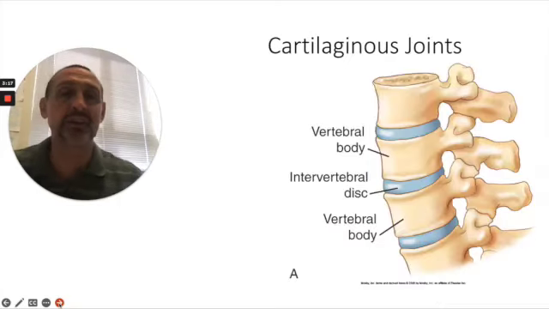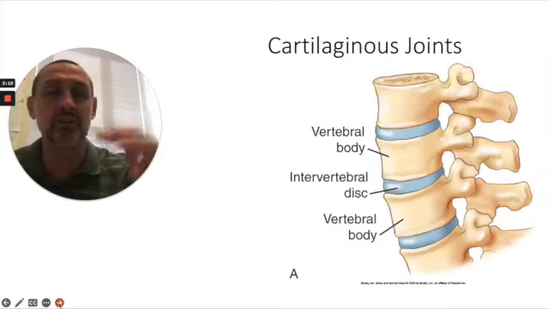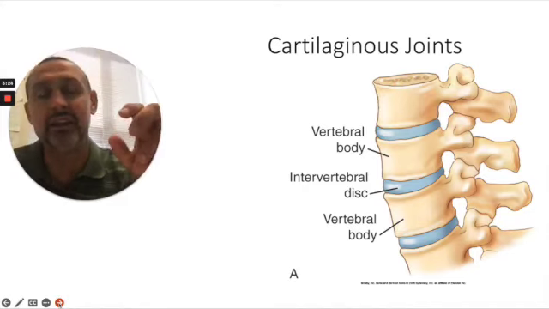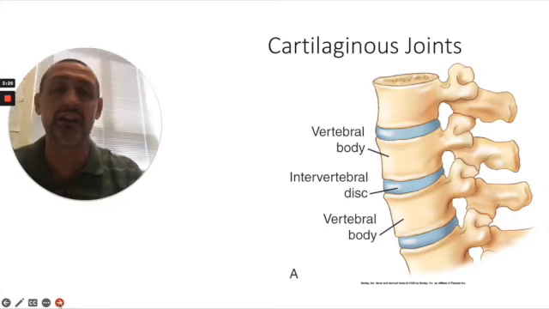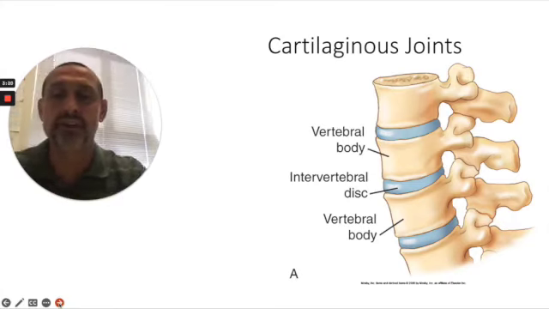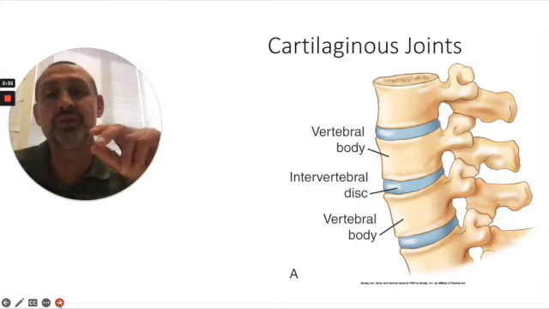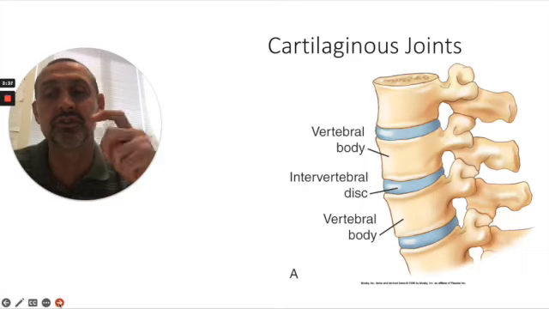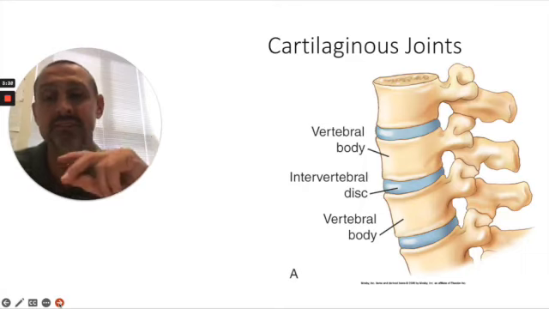A cartilaginous joint is a joint where it goes bone, cartilage, bone. So typically we find it in the vertebral column. We also find cartilaginous joints in your ribs. So those are the two major kinds. There's two different types of cartilaginous joints. There's the synchondrosis kind of joint and the symphysis kind of joint.